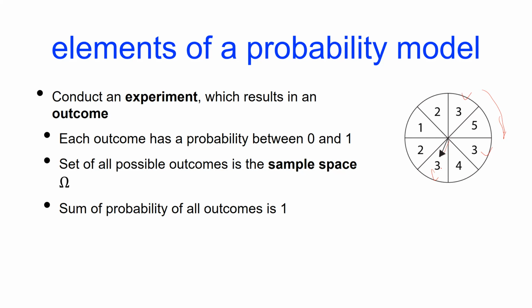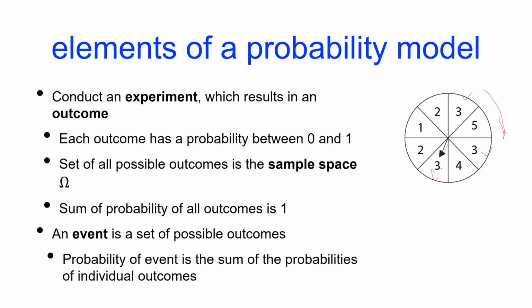All right, so are we comfortable with this concept? Then we define another concept called event. An event is a set of possible outcomes. For example, now I can define my event to be, let's say, 1, 2, 3. So I want to say, what is the probability of the event 1 or 2 or 3? Then that probability will be the sum of the probabilities of individual outcomes. So basically, the probability of the event 1, 2, 3 will equal the probability of 1 plus probability of 2 plus probability of 3.